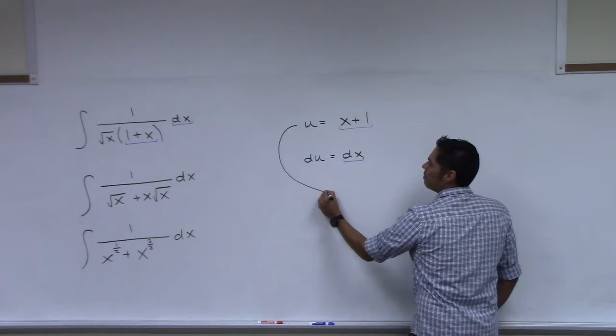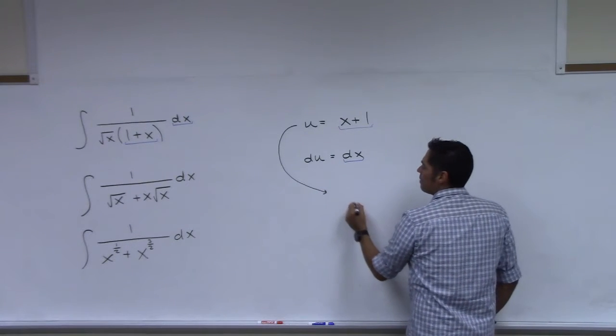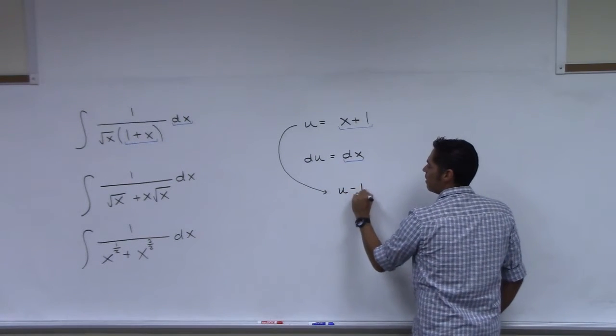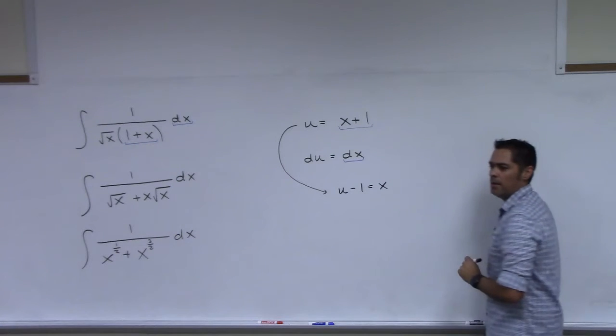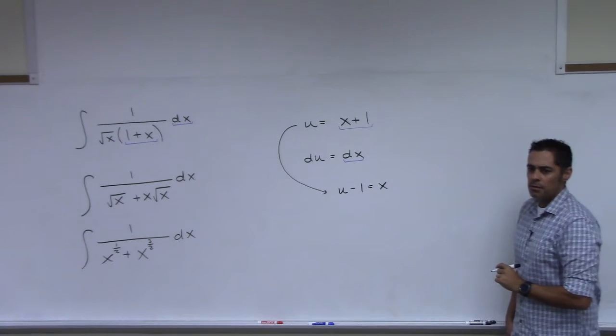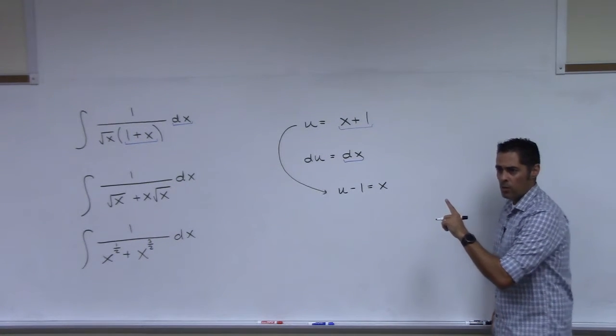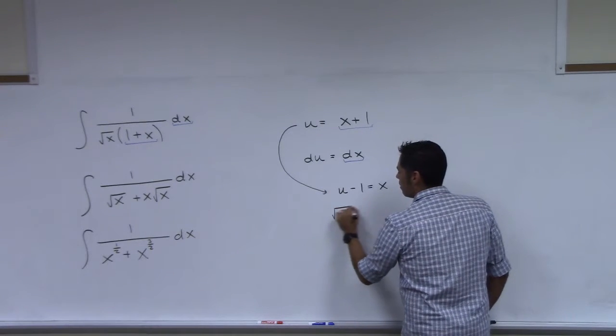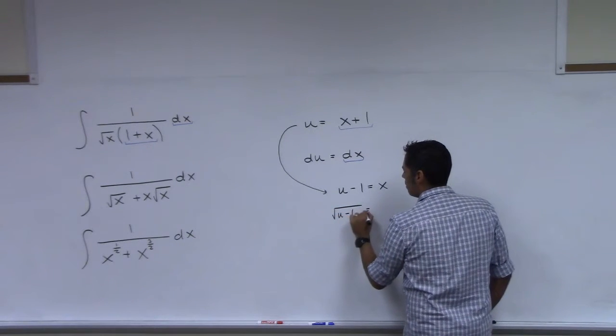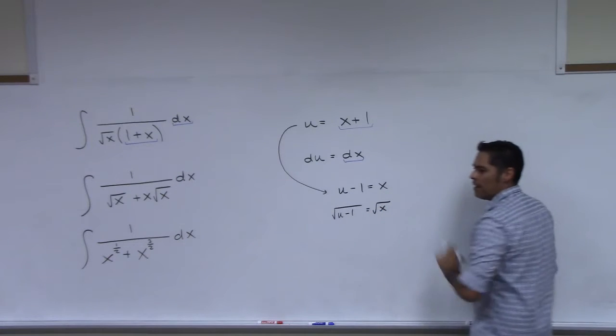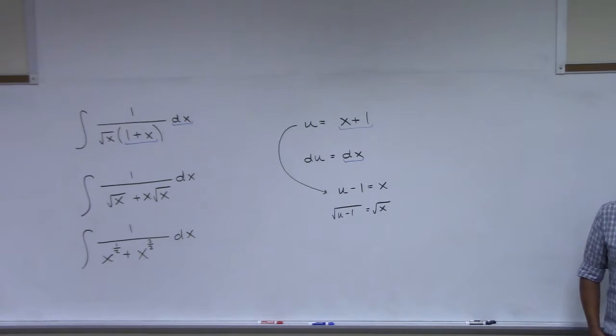I'm asking you to look at that, and I'm asking you to understand that that's the same as this, right? Just move the 1 over, subtract 1 on both sides, and then I'm asking you to take the square root on both sides. And now don't we have an equation for root x? Yes? Y'all following me?